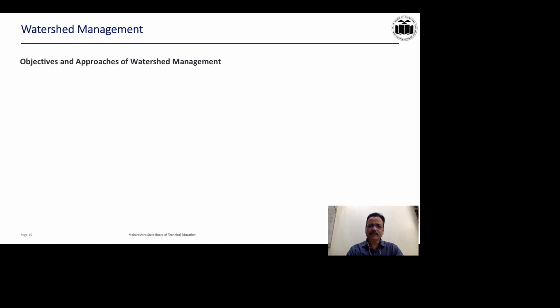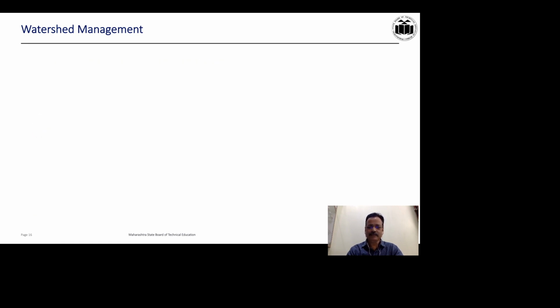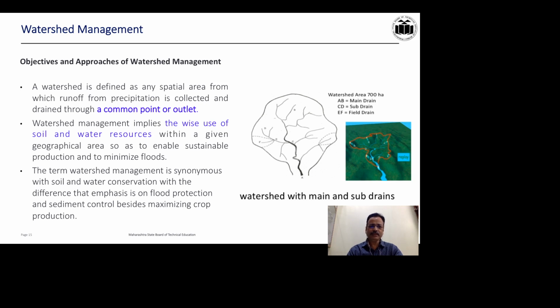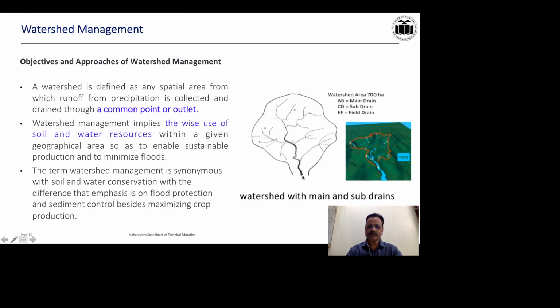Watershed management means basically in a given area, you collect water, manage water and take it to a particular outlet. Let's look at its definition. So watershed is defined as any spatial area from which precipitation is collected. You can see the outlet here. So precipitation is collected through subdrain, drain and brought to a common outlet.